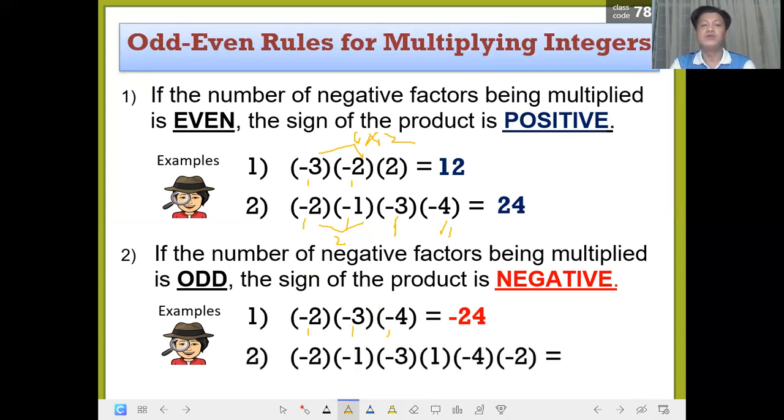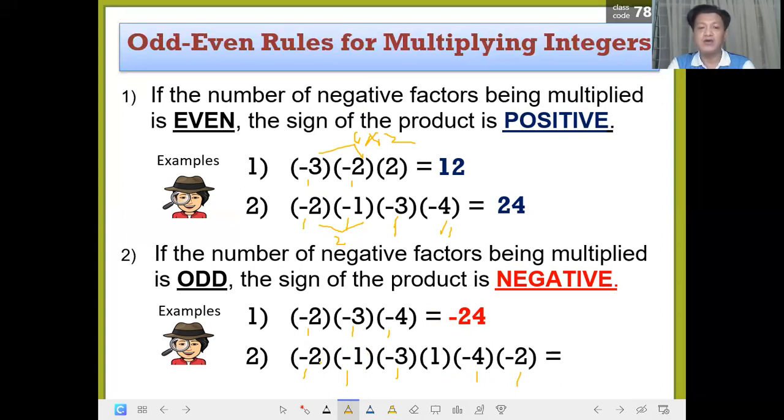Okay, next, number 2. What if you're going to get a product of negative 2 times negative 1 times negative 3 times 1, positive yun na, times negative 4 times negative 2? Ang una mong bibilangin dyan, ilan ba yung negative na nandyan sa given natin? Or we call that negative factors. Bilangan natin 1, 2, 3, 4, 5. Tsaka mo tanungin sa sarili natin, ang 5 ay odd or even? Ang 5, syempre hindi siya pwedeng hatiin sa dalawa, or not divisible by 2. So therefore, this is odd, meaning to say the sign of their product now is negative.